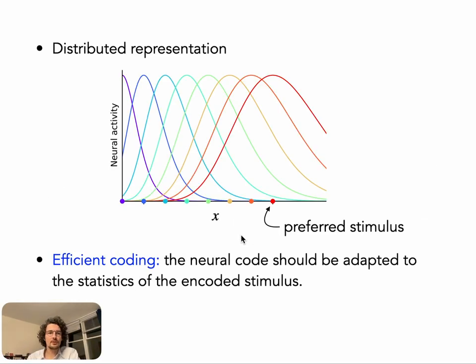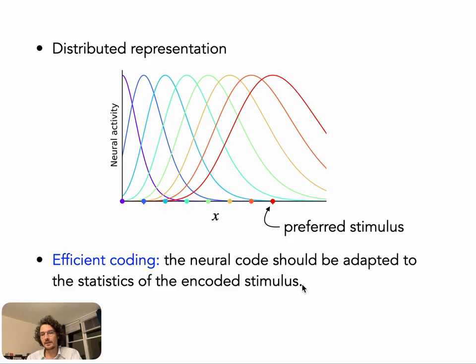Of course, we already know a thing or two about the brain's internal representation of external variables. First, we know that in many cases, the representation is distributed across many neurons that have bell-shaped tuning curves like this one, and that together define an important component of the neural code.